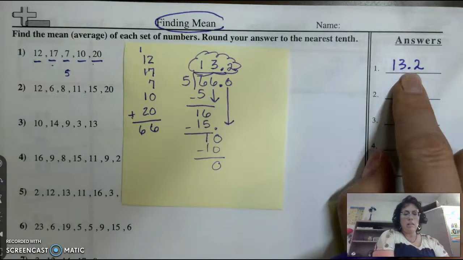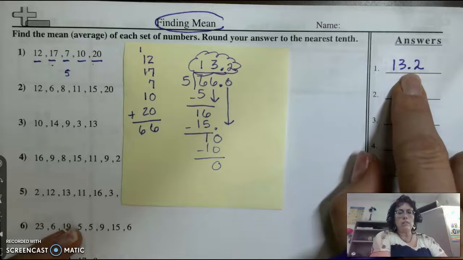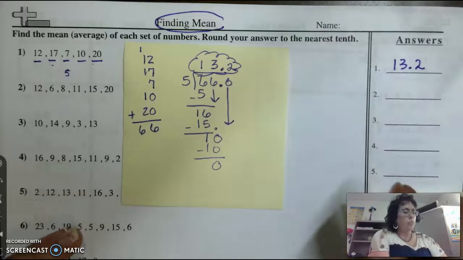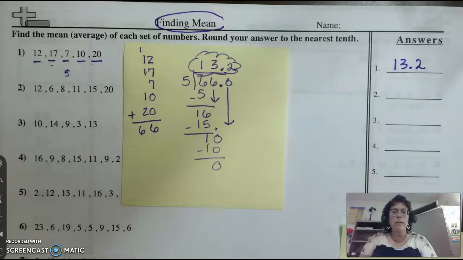Okay. In the document that has the advisory lessons, there is an answer key provided. So I hope this helped you refresh your memory on how to find the mean of a set of data.